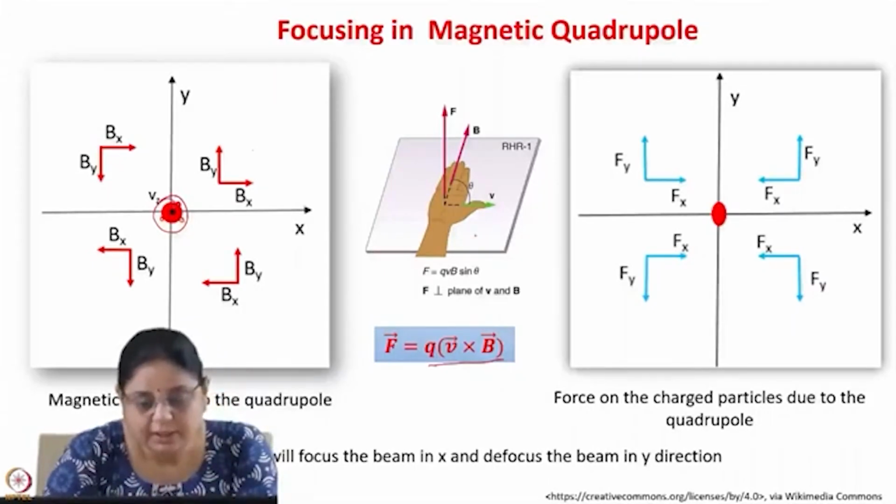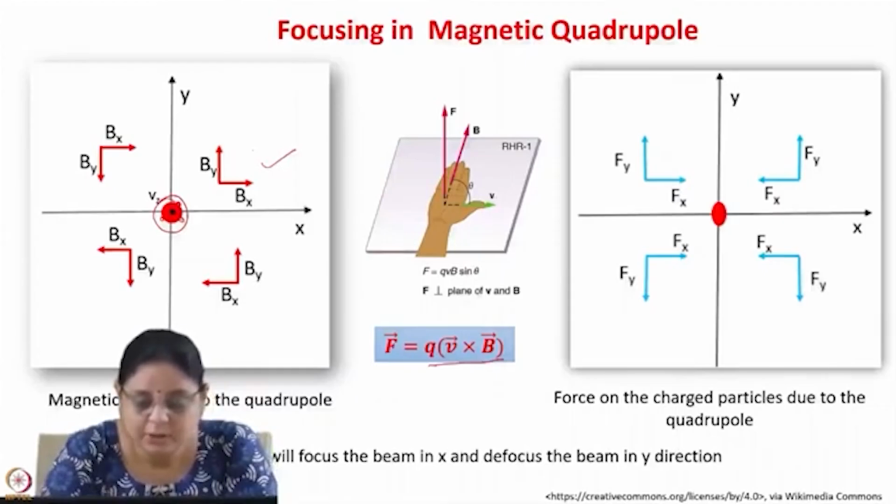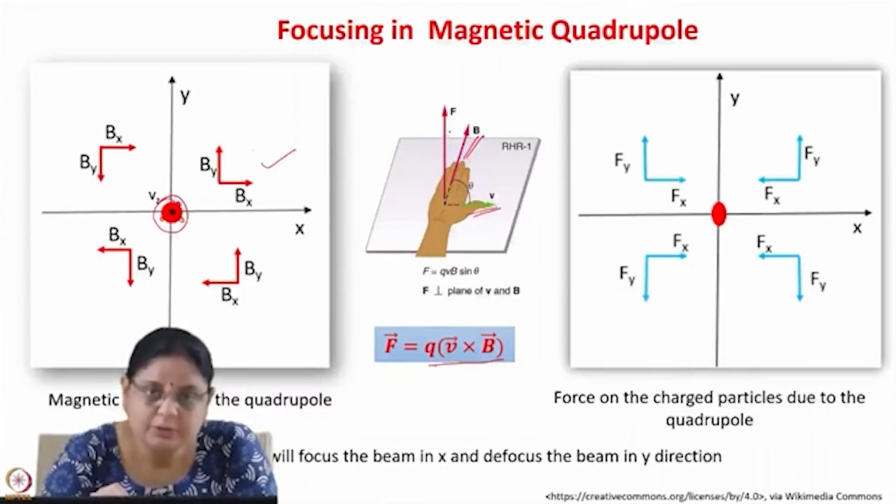Using the right hand rule, we can find out the direction of the force acting on the charged particles due to these magnetic fields. According to the right hand rule, if you take your right hand, the thumb shows the direction of velocity, the fingers point in the direction of your magnetic field, then the direction perpendicular to your palm will give you the force on the charged particle.